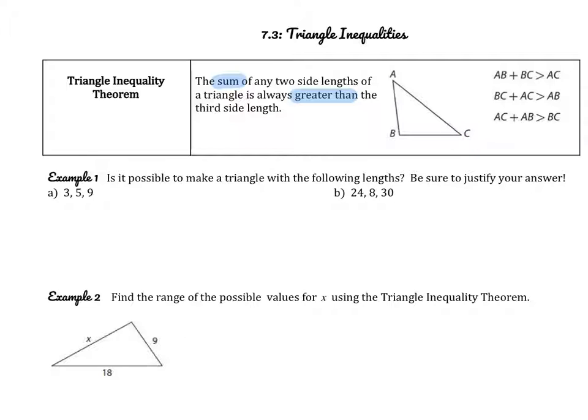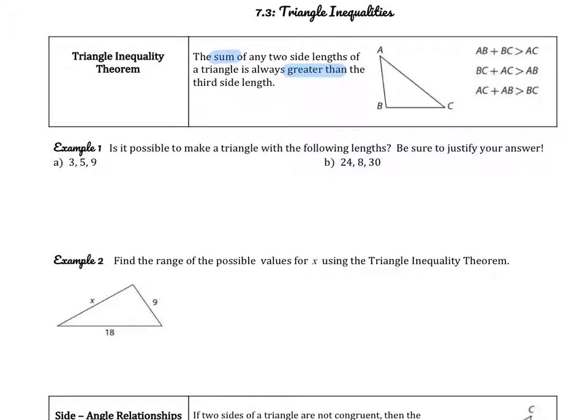So here you can see that there's always going to be three separate inequalities that you can set up. So you include any combination of the sums in the third side. So here AB plus BC is greater than AC, BC plus AC is greater than AB, or AC plus AB is greater than BC. So you should be able to set up three inequalities for any triangle.